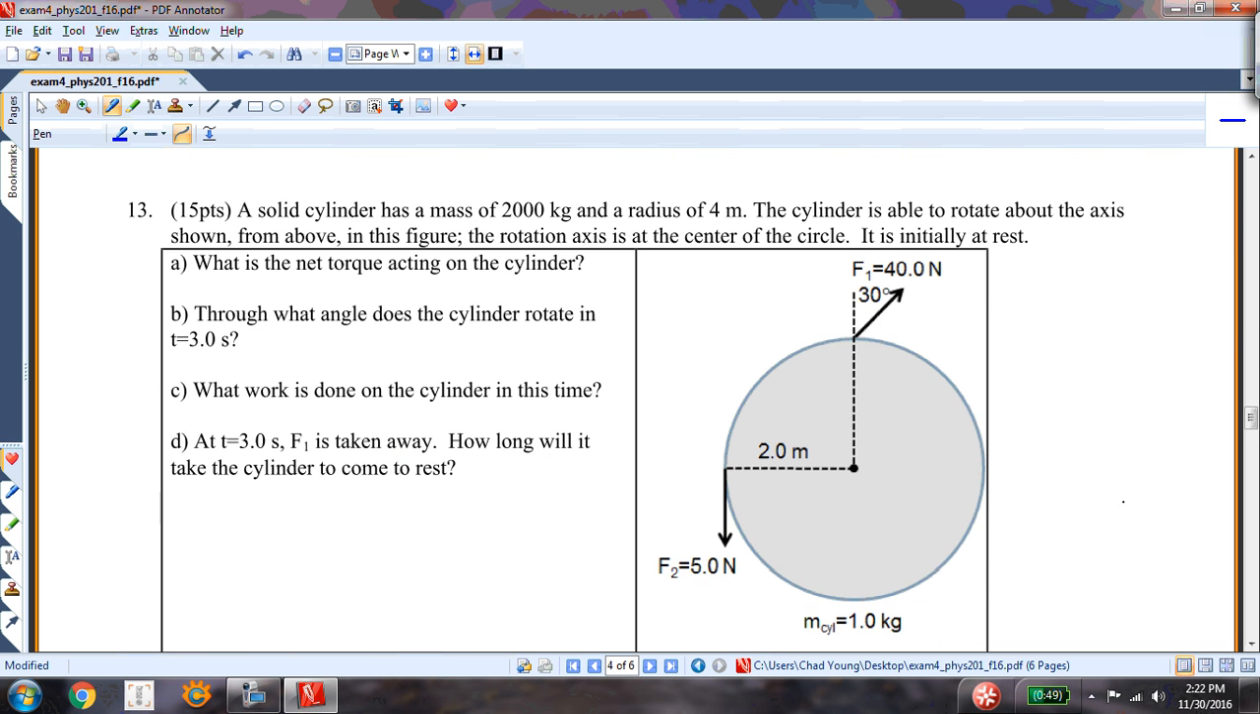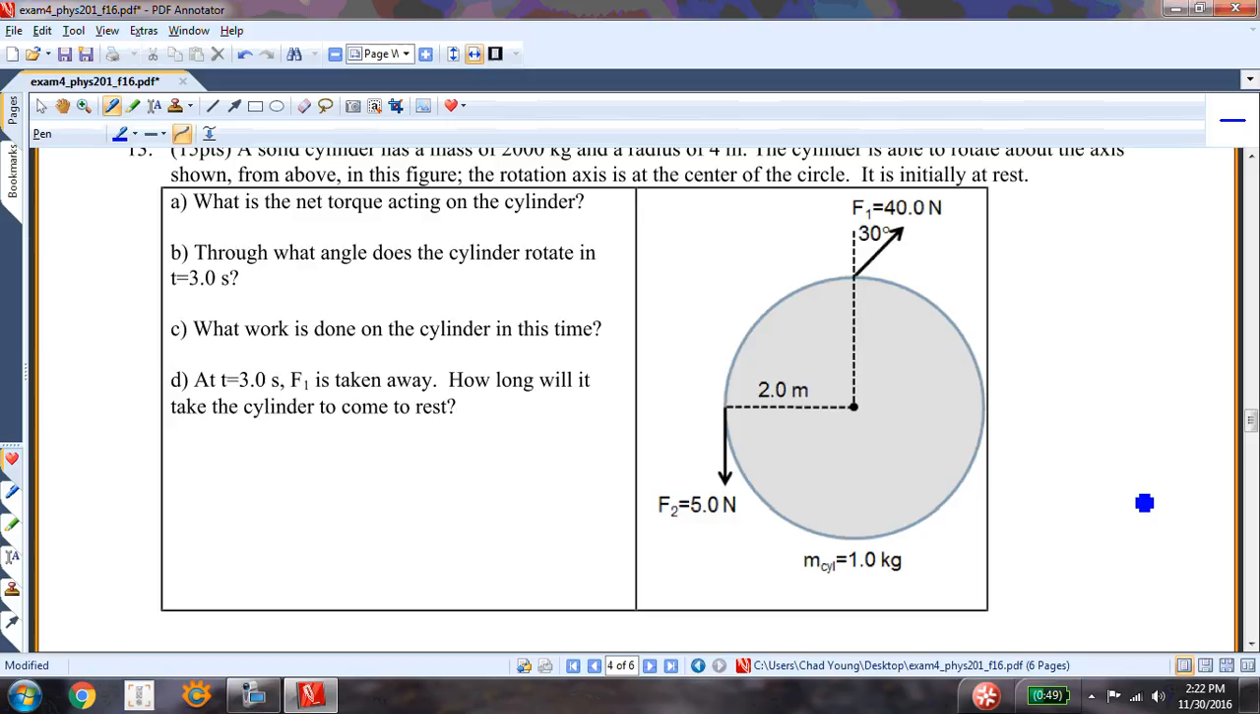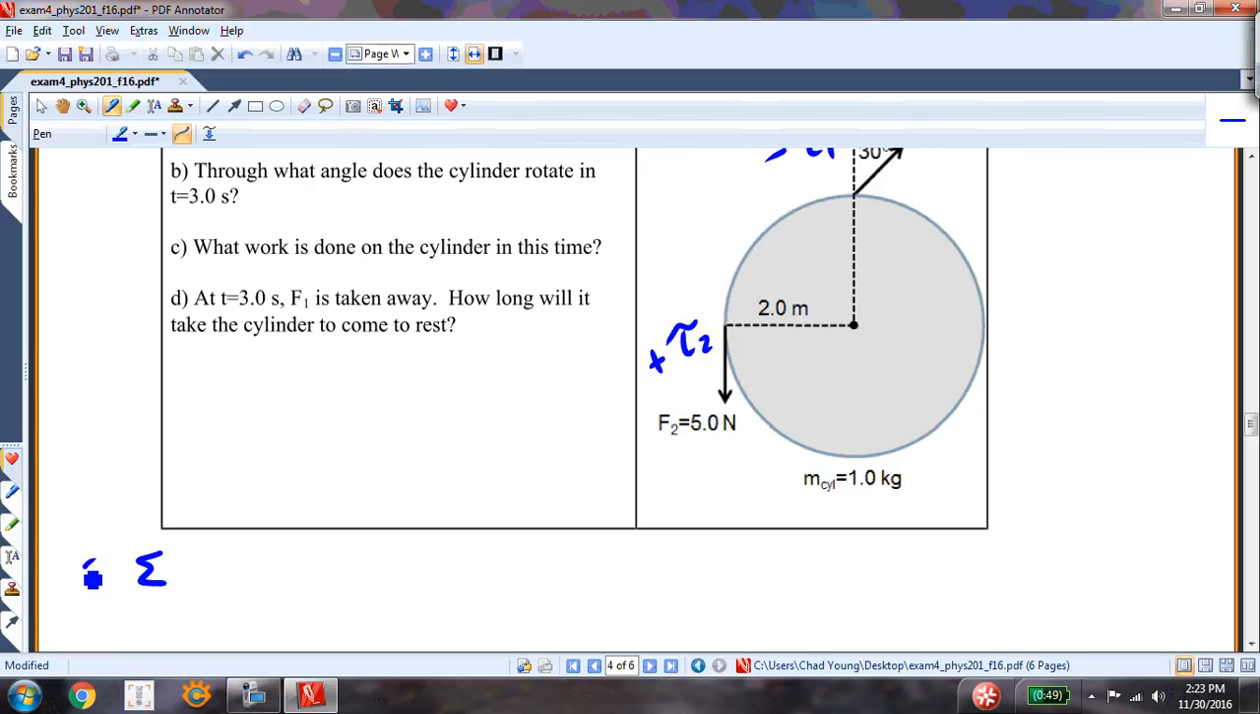Okay, this is one of the bigger problems on the test. Several parts to this. First of all, what is the net torque that acts on this cylinder? Well, I have a torque 1 up here and a torque 2 up here. I need to figure out, are they clockwise or counterclockwise? Torque 1 is clockwise, so it's negative. Torque 2 is counterclockwise, so it's positive. So the net torque for part A is torque 2 minus torque 1.